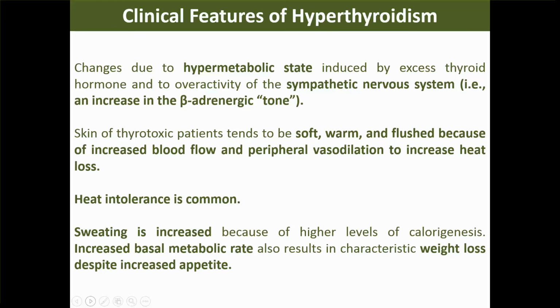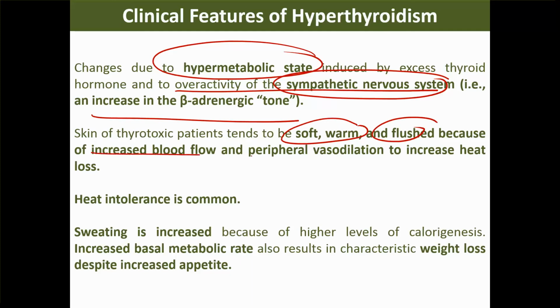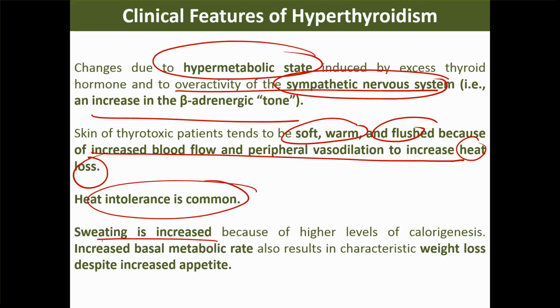Okay, what are the clinical features of hyperthyroidism? So it increases the metabolic state, and it also makes the sympathetic system overactive. So otherwise we call it an increase in the beta adrenergic tone, and remember the patient will become soft, warm, flushed, and there is increased blood flow and peripheral vasodilation just to send the heat out. Understand? So there is heat intolerance, and there is increased sweating, and, I said, increased basal metabolic rate. Because of that the patient loses weight, with increase in the appetite.